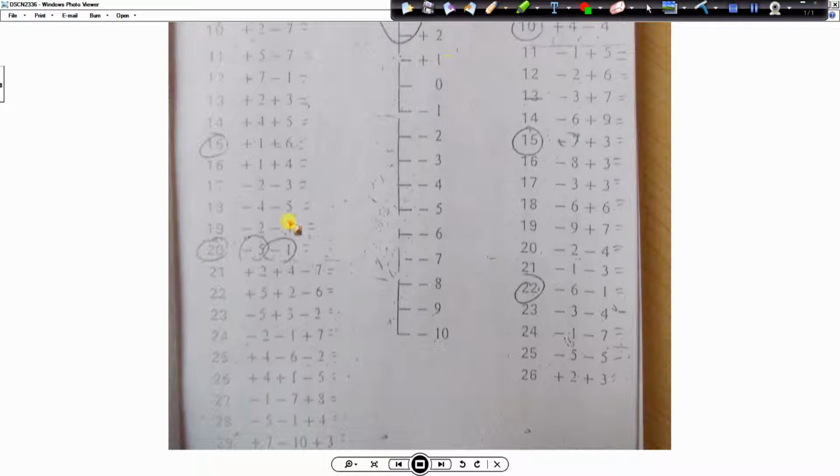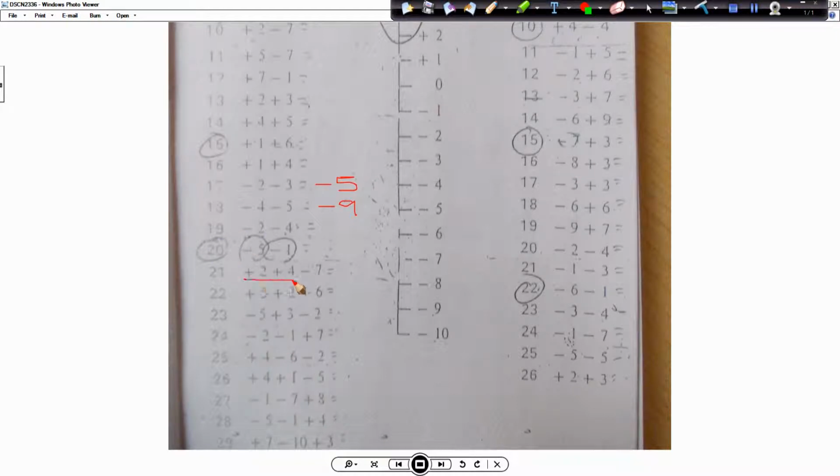Right, let's do some more questions. Now, -2 and -3 means I owe you 2 and I owe you 3. So how much do I owe you altogether? -5. -4 and -5 will give us -9, because I owe you 4 and I owe you 5, so I owe you 9 altogether. There are two of them, so you have to add them, in a sense.